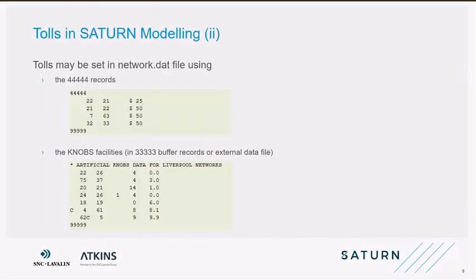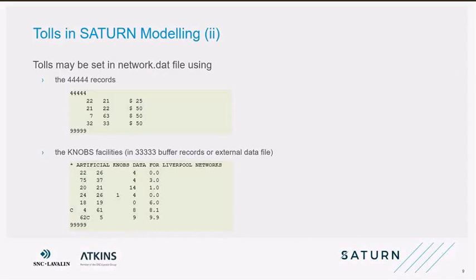This is how you would generally code the tolls in the 4.4 card, where you define the A node, B node, and the toll by user class, or whether it's a ban or something like that. And there's also an option to define it as a NOBS file in the 3.3 card.